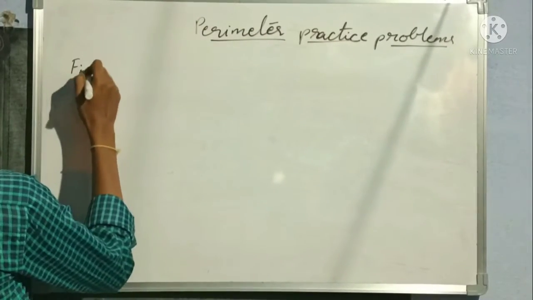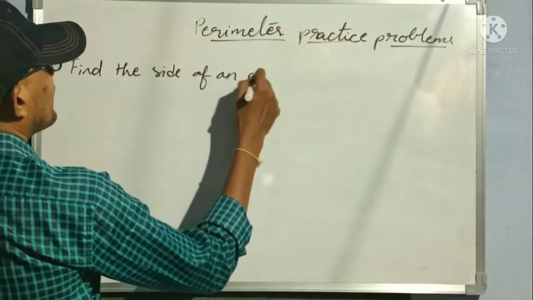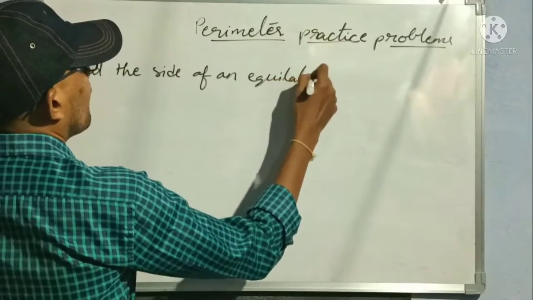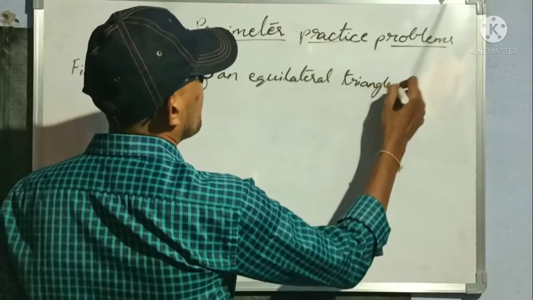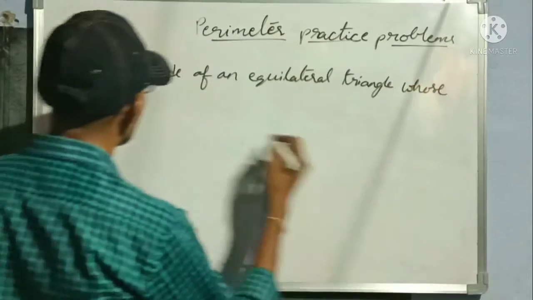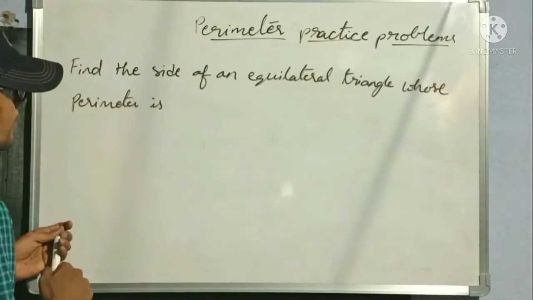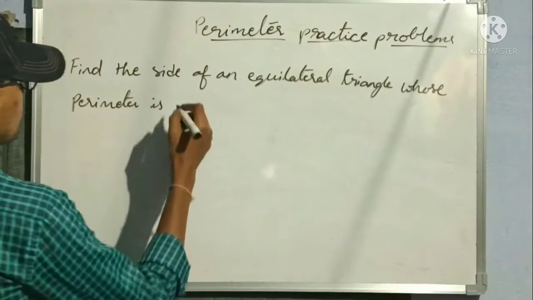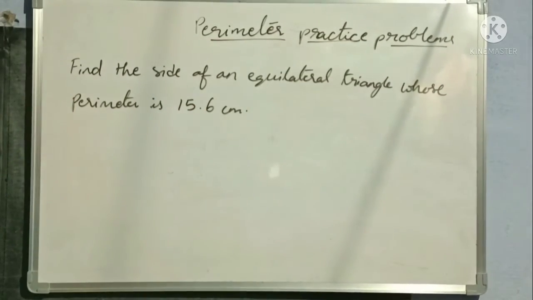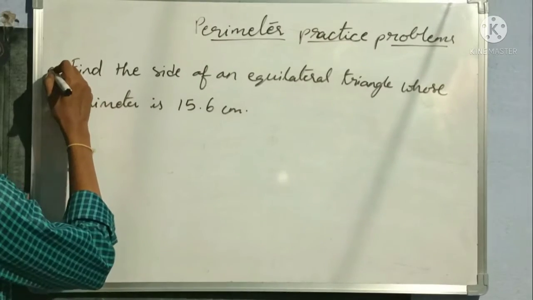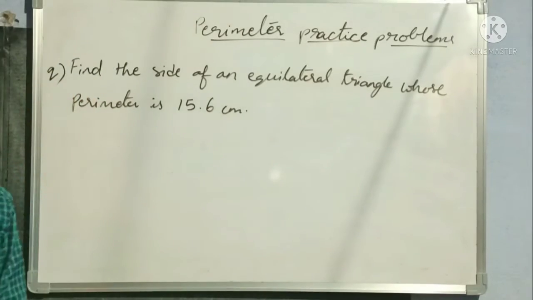So find the side of an equilateral triangle whose perimeter is, suppose, simple, I am taking 15.6 centimeters. Find the side of an equilateral triangle whose perimeter is 15.6 centimeters.